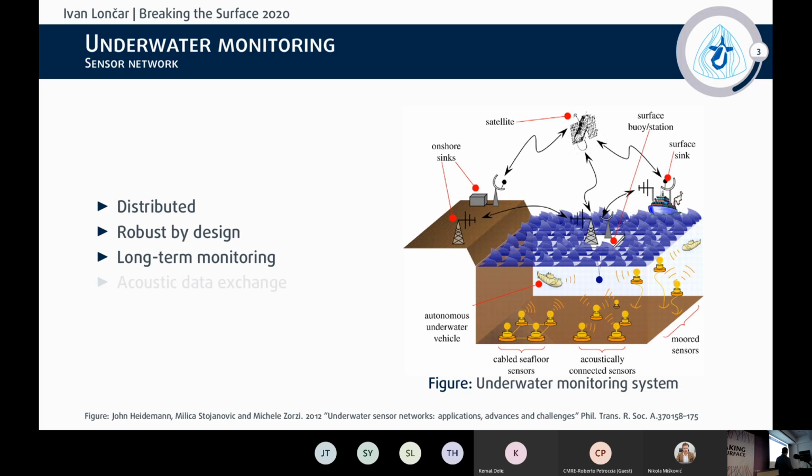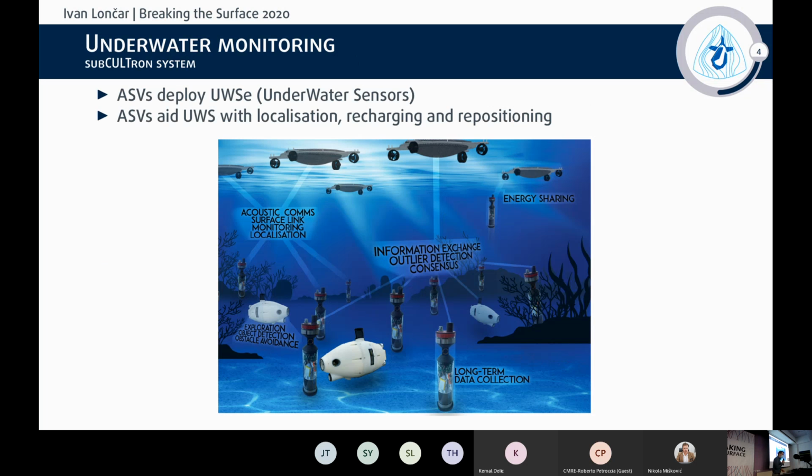And for me, the most interesting ones are the acoustically connected sensors. These types of networks are mainly used for long-term monitoring, since deployment is expensive, so you want to have as much utilization from them as possible. One of the approaches, of course, is the subCULTron project. My colleagues Anya and Marko talked a little bit about them, so I don't have to.